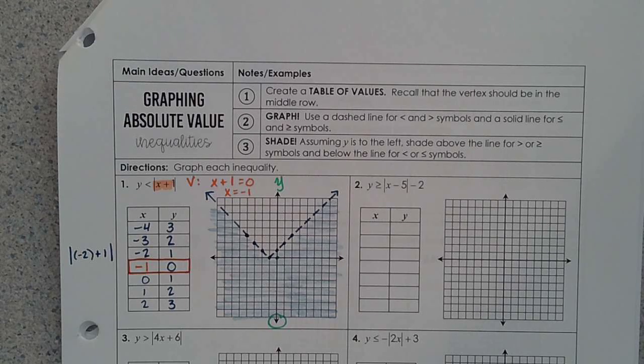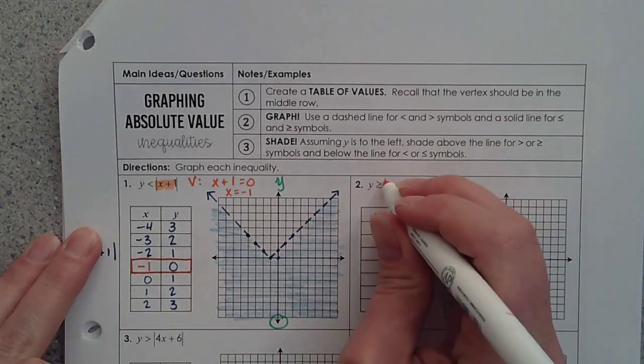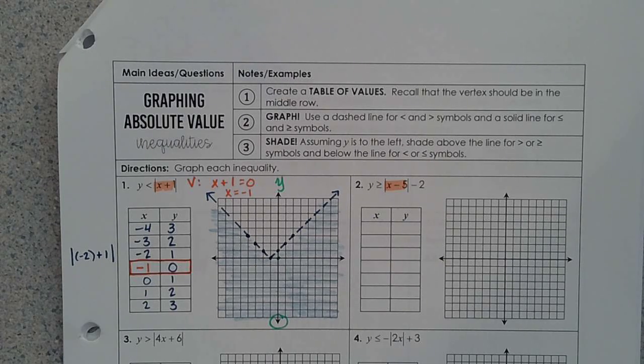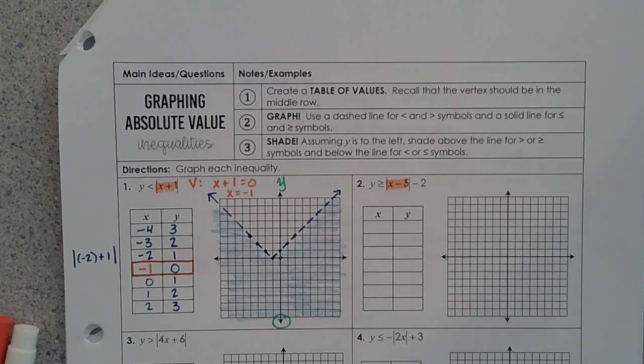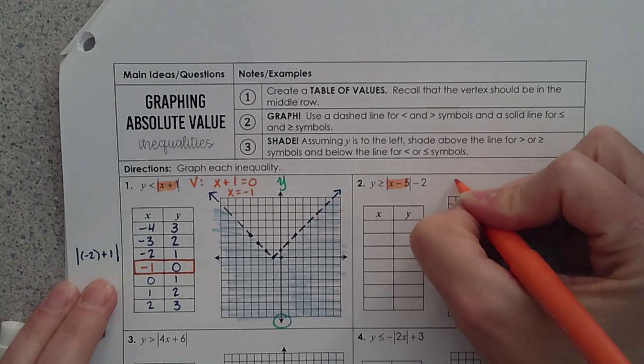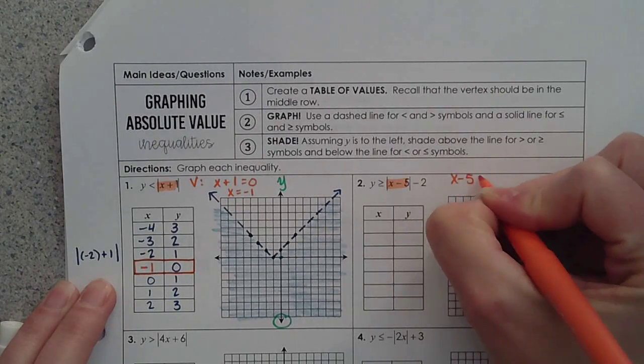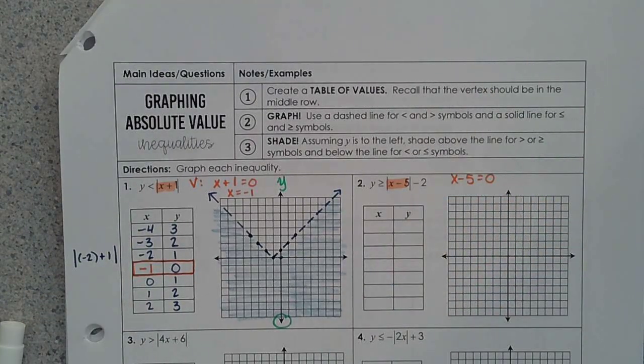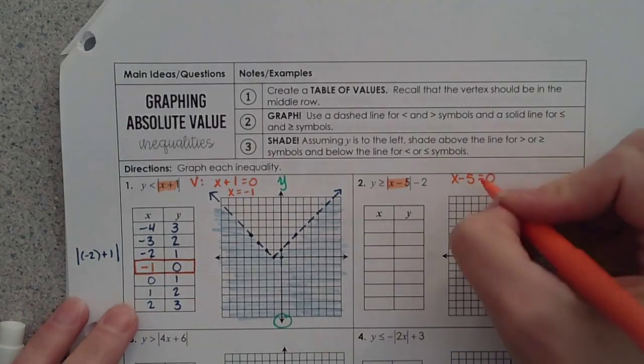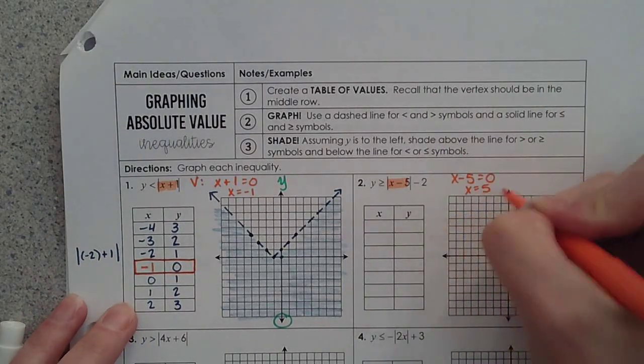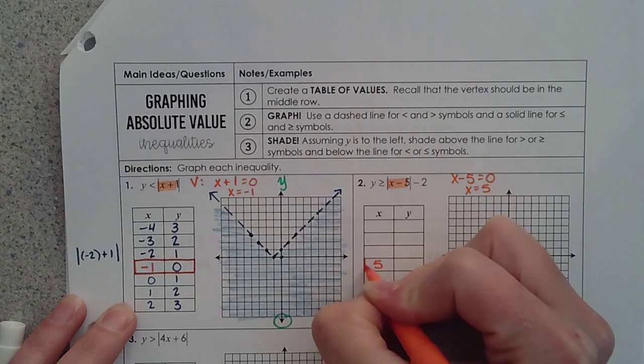Number 2, y is greater than or equal to the absolute value of x minus 5, minus 2. So we're going to start by finding the vertex. We take only what's inside the bars, okay? I'm ignoring everything on the outside for a minute. Inside the bars, I have x minus 5 equals 0. Set it equal to 0. Solve for x. X equals positive 5. Positive 5 goes in my table.